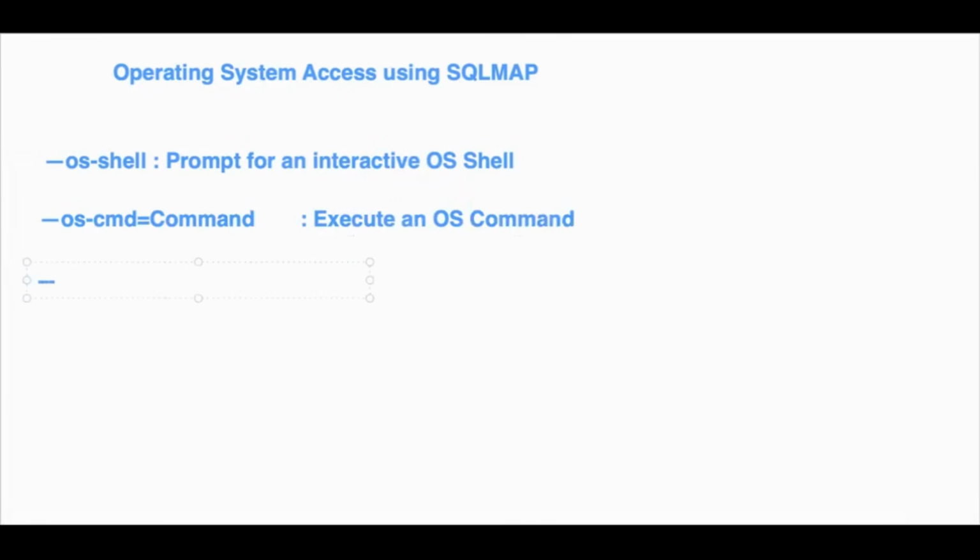Then hyphen hyphen os-pwn. This will prompt for an OOB shell, an out-of-band shell, basically. Just like if you have ever heard about the Meterpreter or VNC shell, this type of shell will be created using this hyphen hyphen os-pwn command.